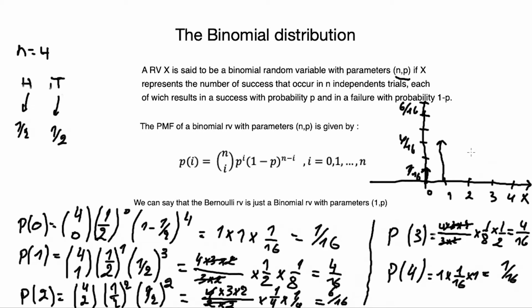The value of 2 is 6 over 16. I'm sorry for my drawing. And the value of 3 is 4 over 16. The value of 4 is 1 over 16, and so on.